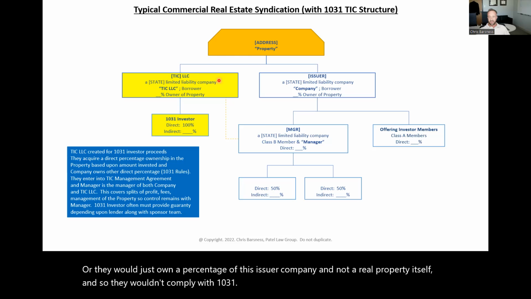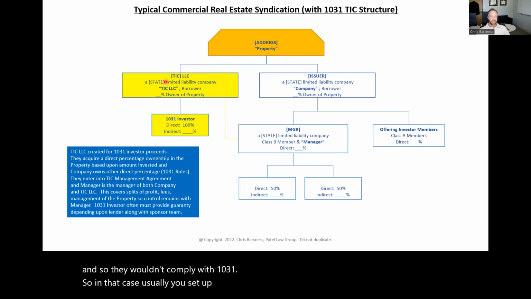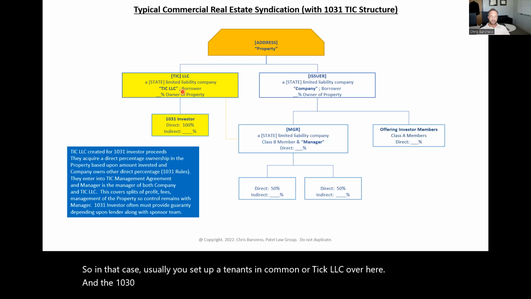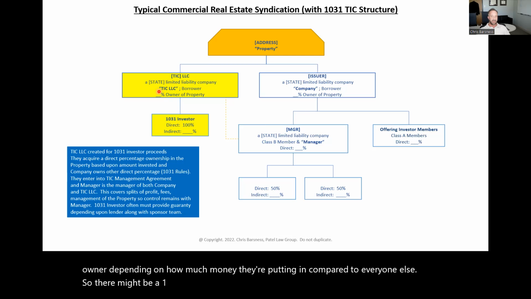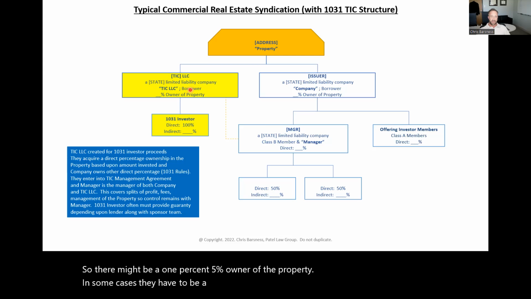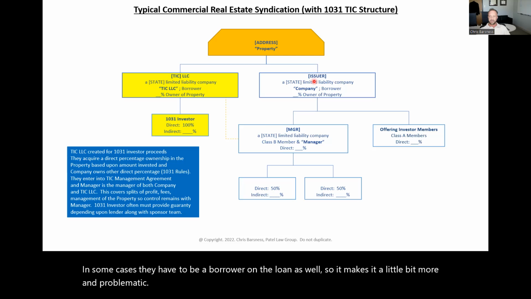So in that case, usually you set up a tenants in common or TIC LLC over here, and the 1031 investor brings their proceeds in here, and they become a certain percentage owner depending on how much money they're putting in compared to everyone else. So they might be a 1%, 5% owner of the property. In some cases, they have to be a borrower on the loan as well. So it makes it a little bit more complex and problematic. Then everything else on this side is still the same.